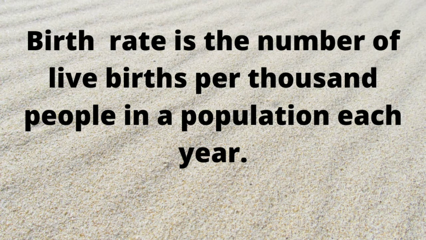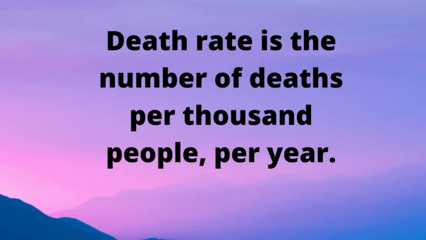Right? Now, what is death rate? Death rate is the number of deaths per 1,000 people of the population each year. Right? So again, death rate is actually different from number of deaths, because death rate is an average, it's a rate, right? And it is calculated out of 1,000 people, and the calculation is done annually or per year.